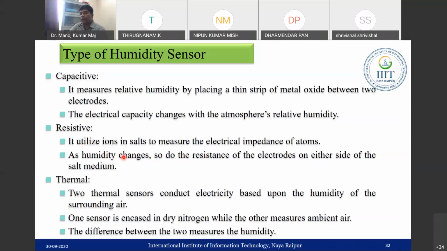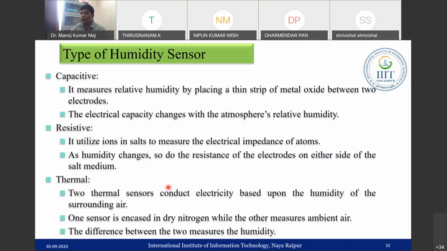In the case of the resistive type, we are using the electrical impedance of the atoms. So whatever atoms are moving in our environment, what should be its electrical impedance? That can be presented as a resistive type of humidity sensor.